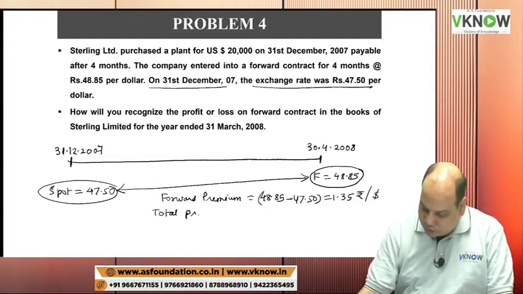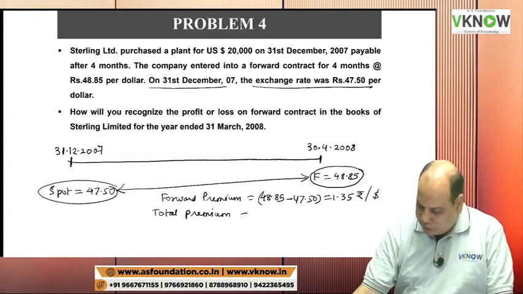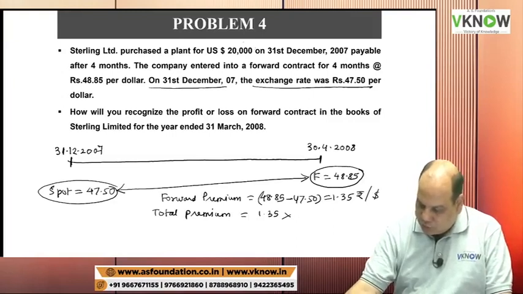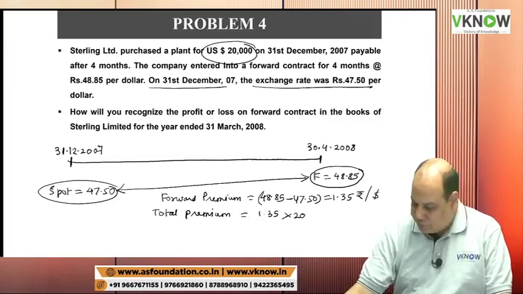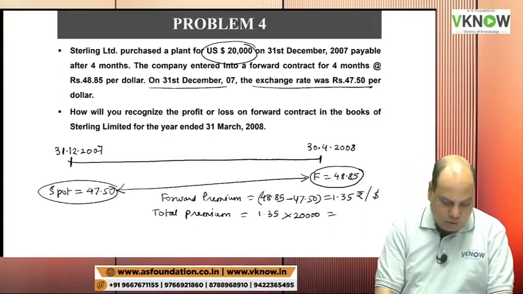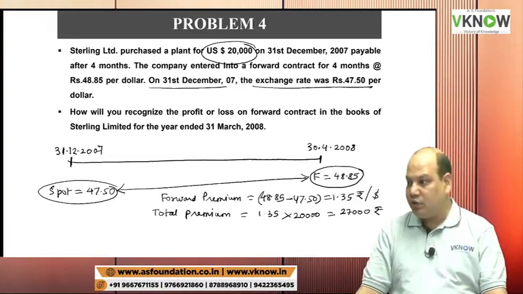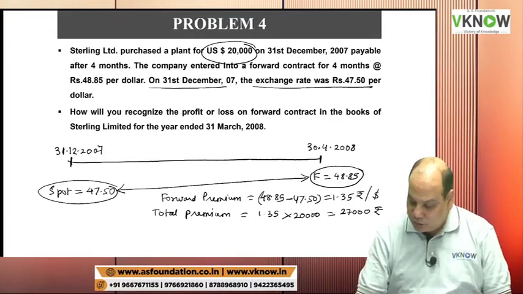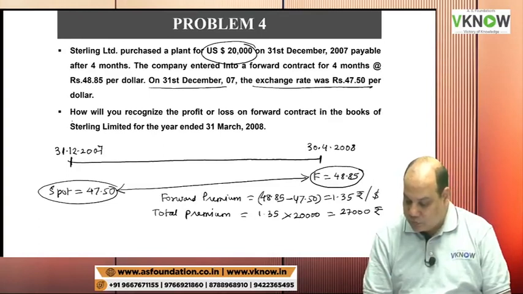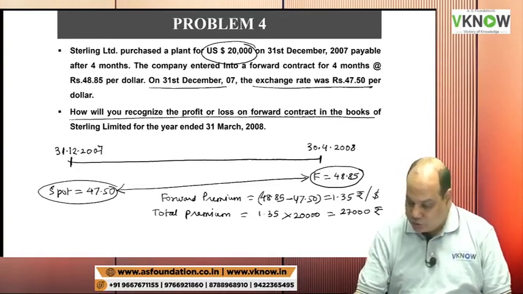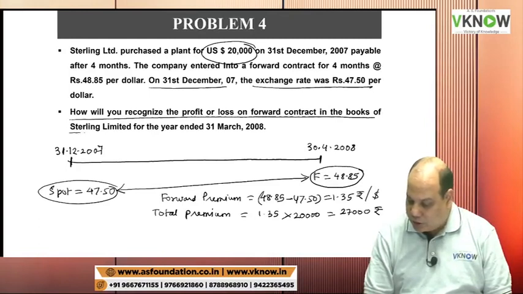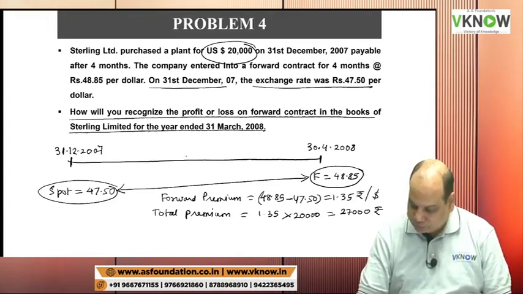And therefore my total premium in this would be 1.35 into the invoice amount, which is $20,000. So total premium you have to pay over the spot rate is 27,000 rupees. So what I have to do? I have to search for year ending date. How will you recognize the profit or loss on forward contract in the books of Sterling Limited? So there is an year ending date here.